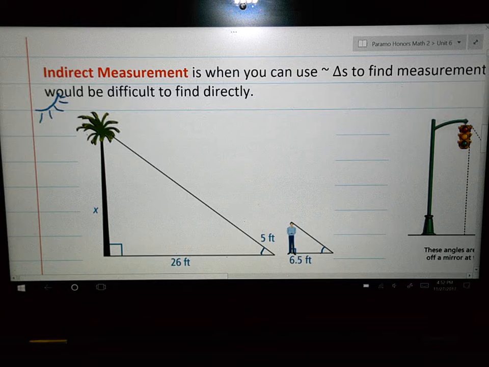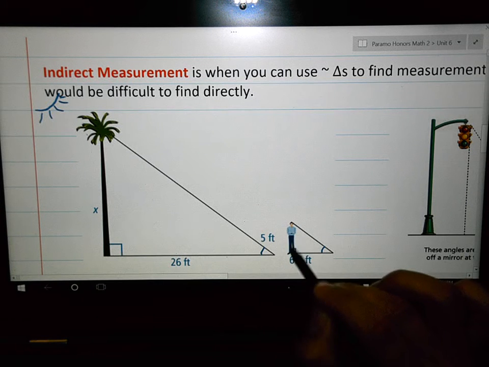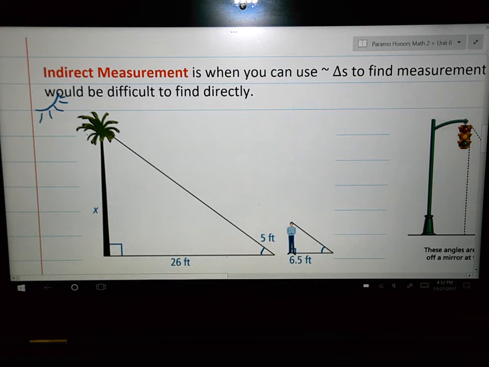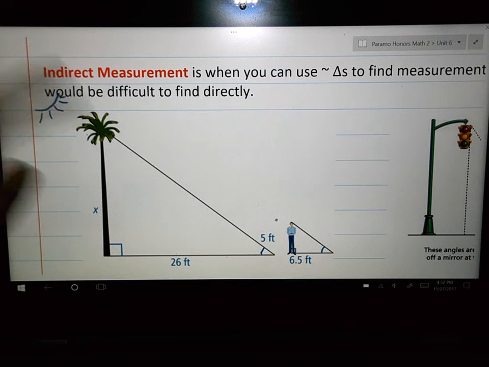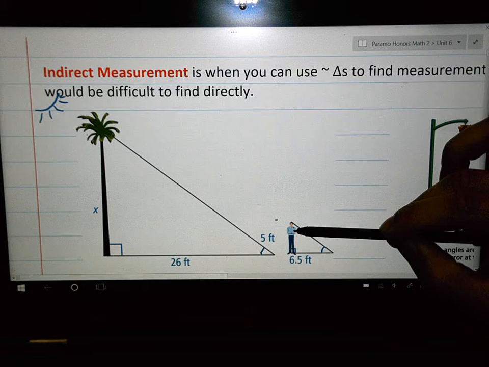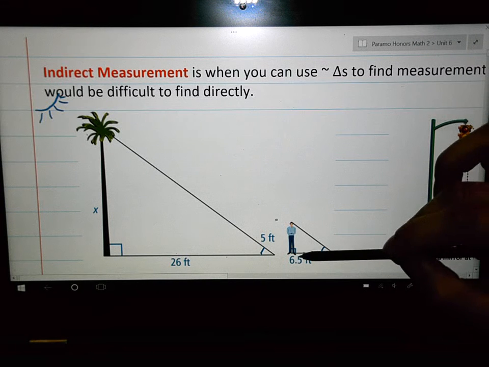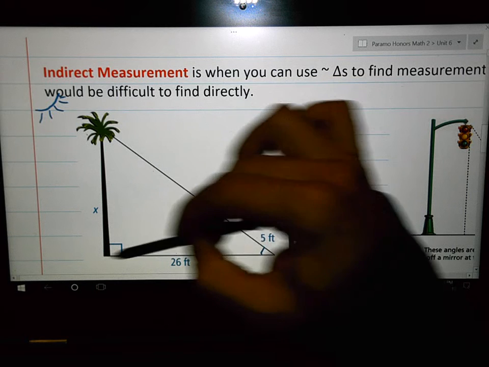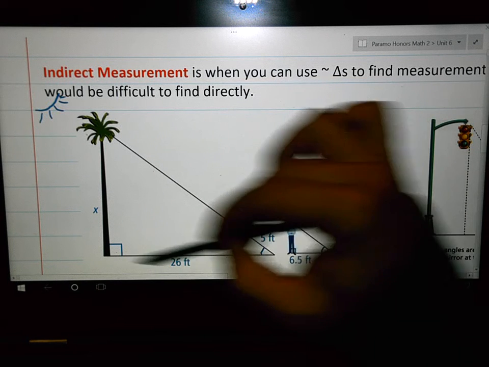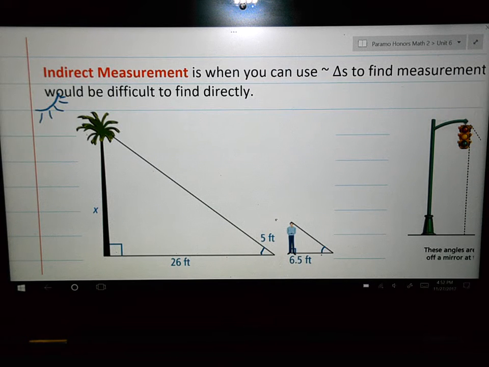And so what we can do, since this person is standing up straight and down and that tree is going up straight and down, is figure out how tall a palm tree is without having to climb up and take a measuring stick to it or a tape measure. We can use proportions. It's easy to measure the guy who's 5 feet tall and the shadow 6.5 feet long. And how tall is the tree? We don't know, but we know that the shadow, because that's easy to measure since it's on the ground, we can figure out how tall palm trees are.